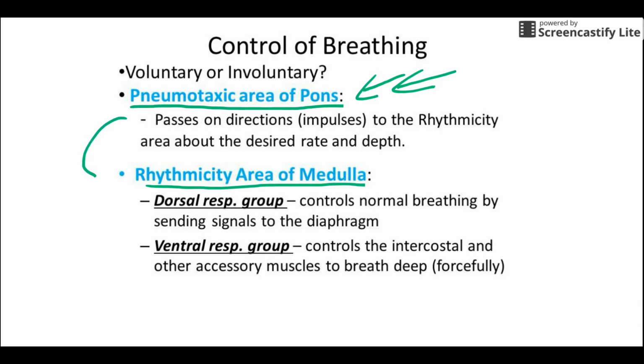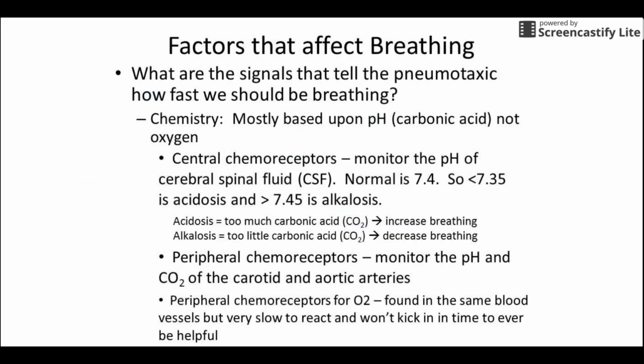So if we only need the diaphragm, we only send the signal to the dorsal group, and then that dorsal group sends the signal onto the diaphragm. We contract, nice, normal, shallow breathing. If we need deeper breathing, we send the signal to the dorsal and the ventral. And the ventral is going to control all those external and internal intercostal muscles. Remember, the diaphragm is going to always be involved. So shallow breathing and deep breathing involves the diaphragm.